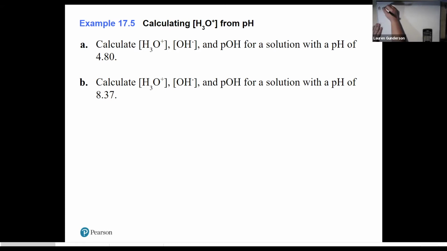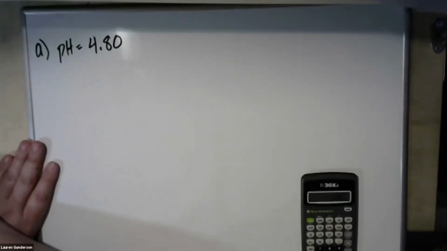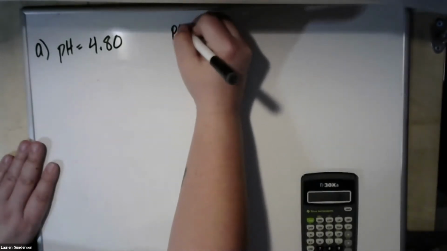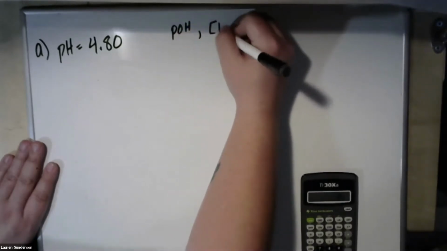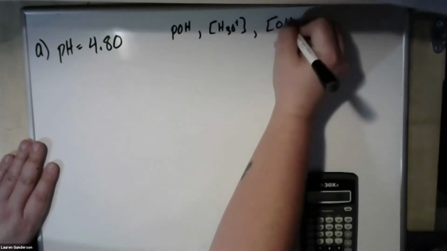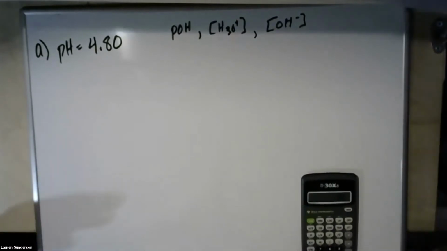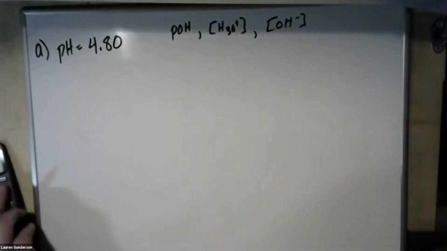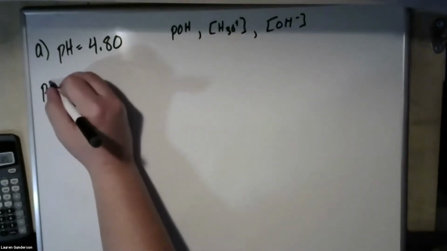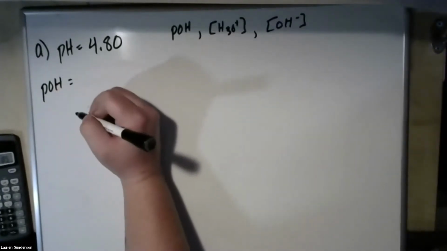So the first solution has a pH of 4.80, and we're going to build from there. There's no right or wrong method to do this. We know the things that we want to find: we want to find pOH, H3O plus, and OH minus. There are multiple ways to do these things, not one right way and one wrong way. The pOH calculation though is pretty easy, so maybe we start there just to get one of them out of the way.